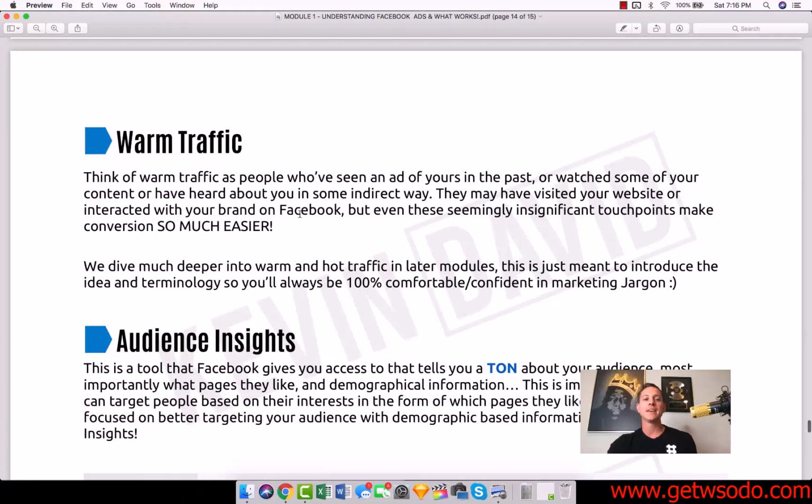So warm traffic is actually, obviously a little bit warmer. This is somebody who you interacted with before. Maybe they've looked at your Facebook page. Maybe they've heard about you on YouTube. Maybe they've read a blog post. They've interacted with you. You have a little bit of touch points. You have a little bit of interaction with them in some way.